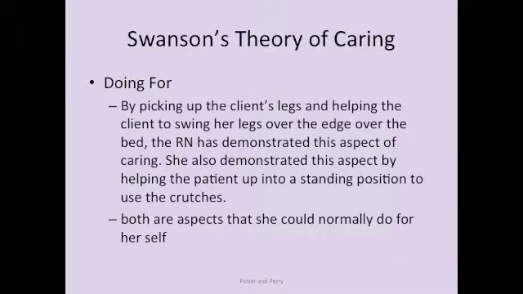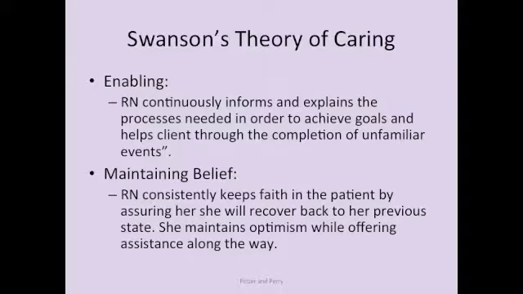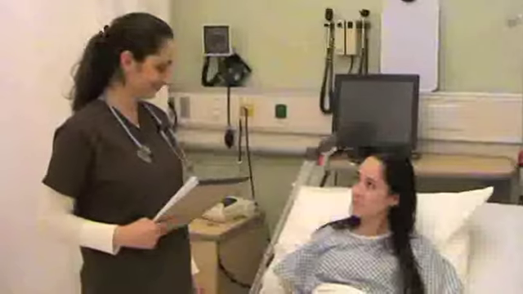The RN demonstrates the doing for aspect by lifting the client's legs and helping the client to a standing position with her crutches, which are both aspects that she could normally do for herself. Through enabling, the RN continuously informs and explains the processes needed to achieve the goals and helps the client through the completion of unfamiliar events. And the RN maintains belief by consistently keeping faith in the patient and reassuring her she will recover to her previous state.